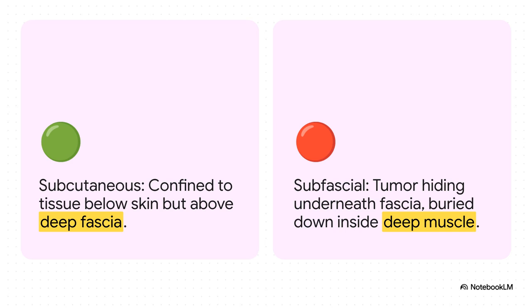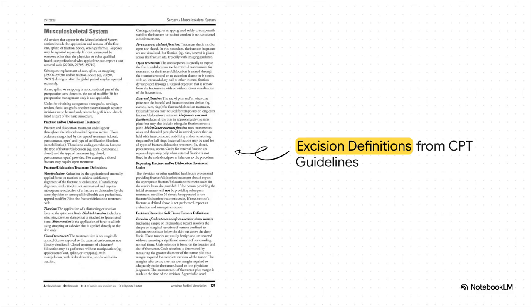I always like to think of it like digging in a yard. A subcutaneous tumor, that's like finding something just beneath the grass. But a subfascial tumor, that means you've got to dig all the way through a tough layer of landscaping fabric to get to the roots. And the CPT guidelines are incredibly strict about this rule. Their definitions explicitly state that subcutaneous excisions are confined to the tissue below the skin but above the deep fascia. If the surgeon has to actually cut through that tough fascia layer to get the tumor out, boom, you instantly bump into the subfascial or deep code family.